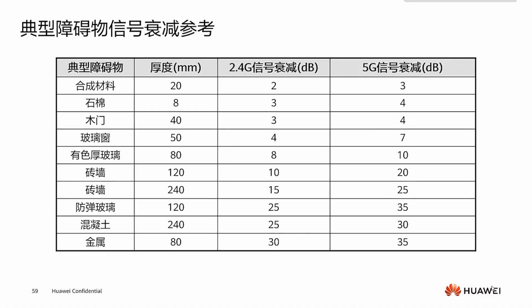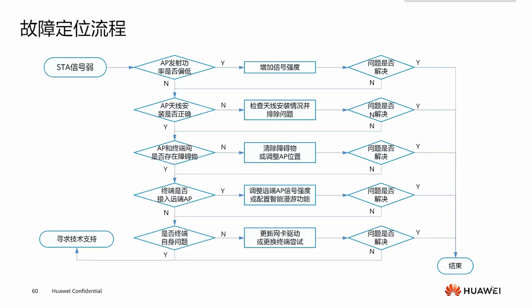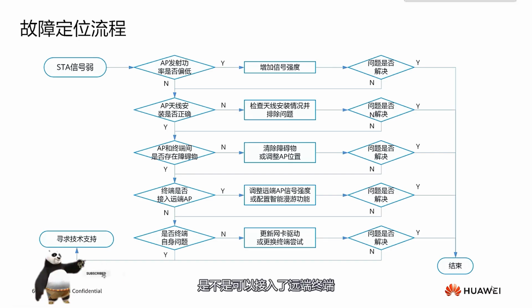In our upcoming deployment course, we will explain in detail about different materials and how to use them, and also about the troubleshooting process. First, check if the AP's transmission power is too low. Then, check if the antenna installation on the AP is correct, and check if there are obstacles between the AP and the terminal. See if it's possible to connect to a remote terminal. Check if there are any issues with the terminal itself, etc.